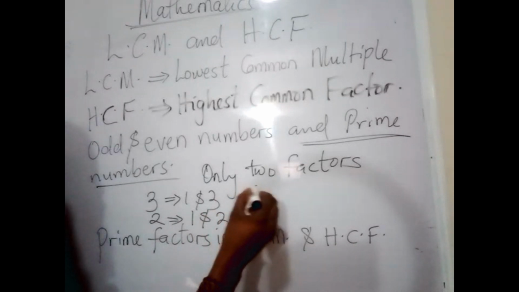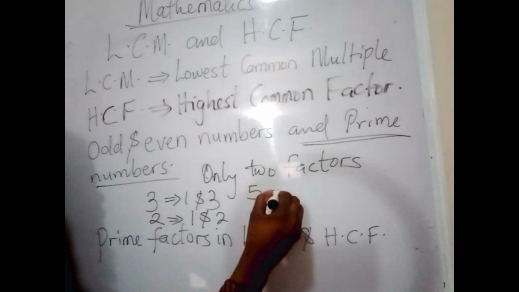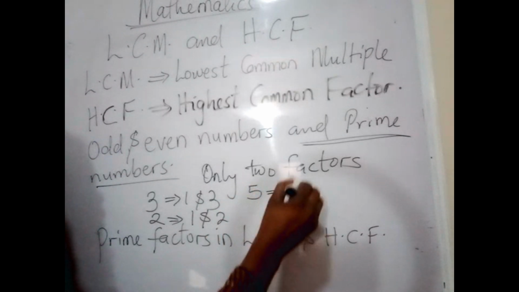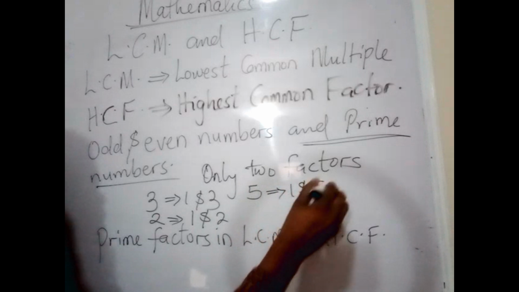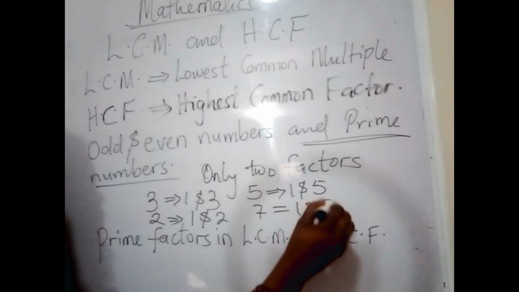Let's try 5. If you look at 5, apart from 5 and 1, no other number can divide 5 without a remainder. So 5 also is a prime number. 7 also is a prime number.